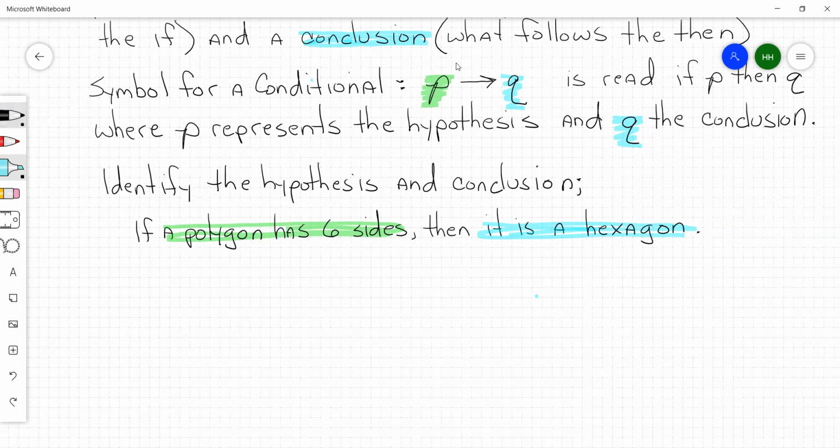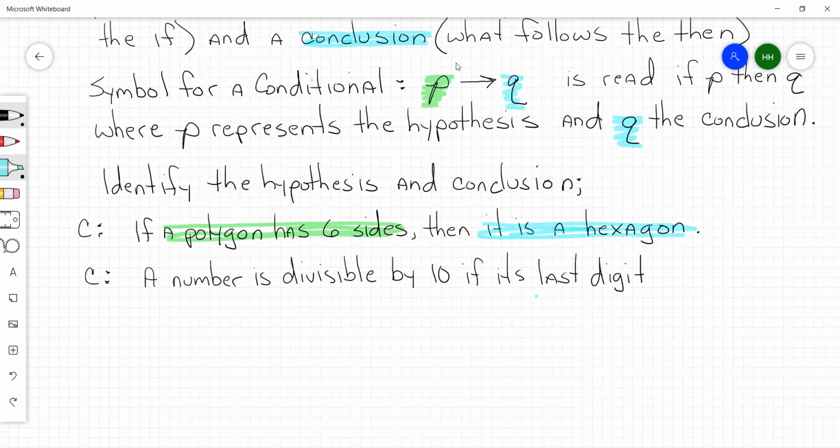Now, where it gets a little more difficult is when your conditional statement doesn't have the words if and then. Let's write another conditional. A number is divisible by 10 if its last digit is a 0. In this case, you don't see both the words if and then, you will see one of the words.